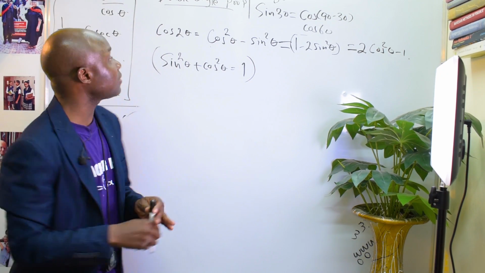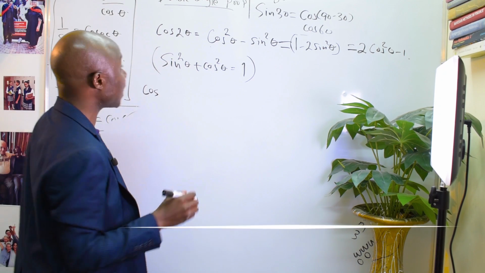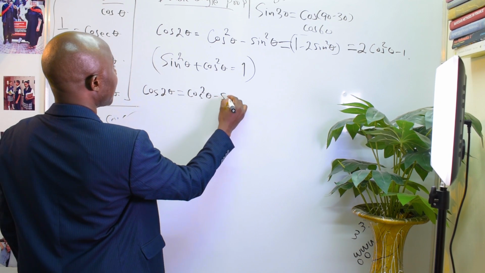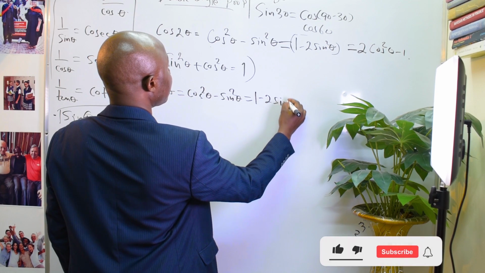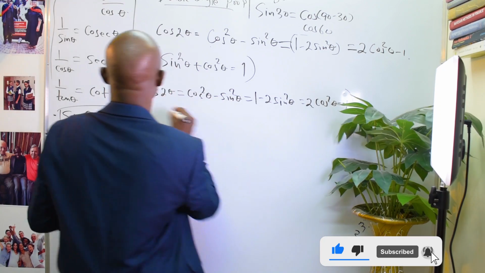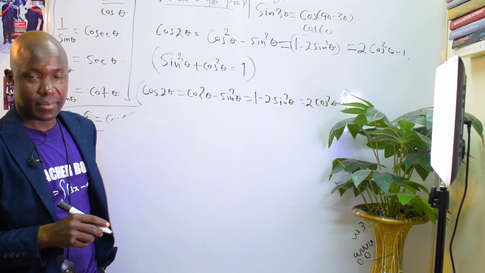So we can tell our teachers, when you write the exam, that cos 2 theta is the same as cos squared theta minus sine squared theta, which is the same as 1 minus 2 sine squared theta, which is the same as 2 cos squared theta minus 1. So all this is a rule. It's a very simple identity.